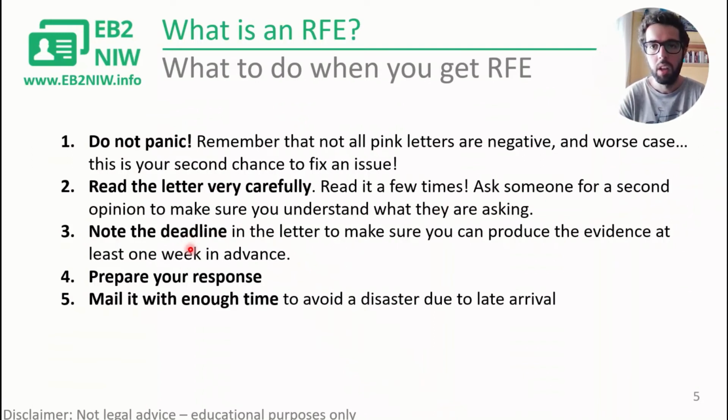Three, note the deadline in the letter to make sure that you can produce the evidence at least 1 week in advance. This is my personal recommendation. So you have buffer time, you have 1 week to let the thing go in the mail, and that's something you cannot really control. So give it plenty of time. The sooner you can submit it, the better. Four, prepare your response. Once you understand it, you know the deadline, you draft the response, and then mail it with enough time. Avoid a disaster because you cannot control what happens with the mail.